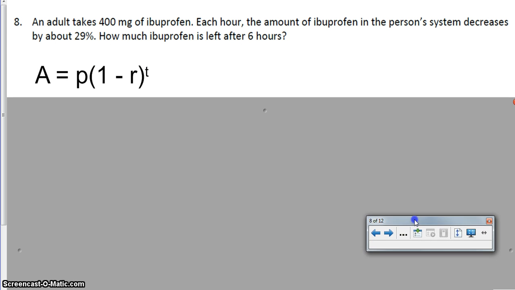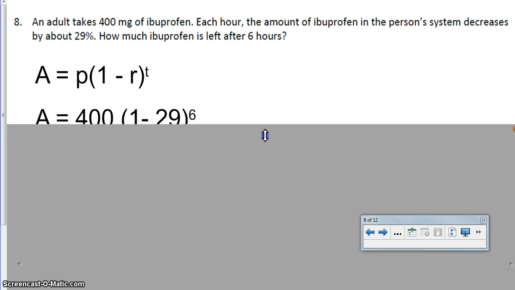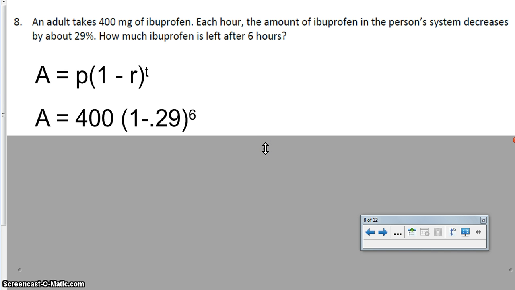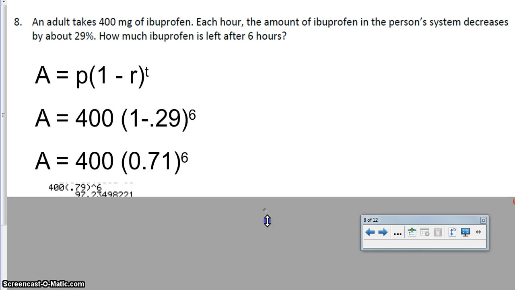All right, what about this? Take 400 milligrams of ibuprofen, that's about 2 Advils. Each hour, the amount of ibuprofen in the person's system decreases by about 29%. How much ibuprofen is left after 6 hours? Remember, t is going to be time in hours for this one. Since it is decreasing, you are going to subtract 29%. But hopefully you realize that needed to change to 29 over 100. That seems to be a recurring theme here, Mrs. Rose. And you do the math.